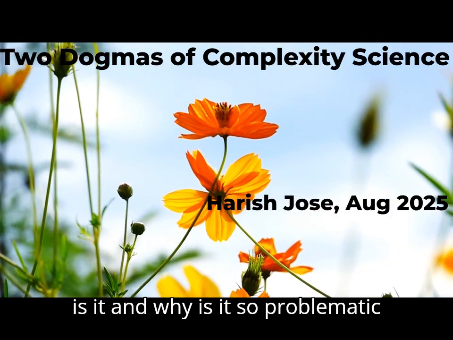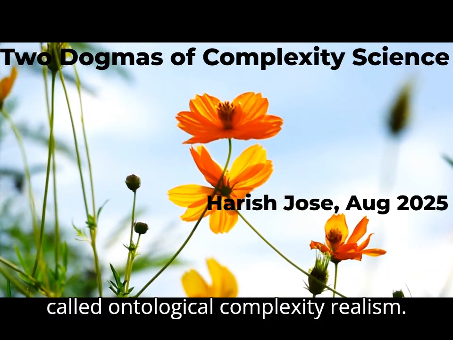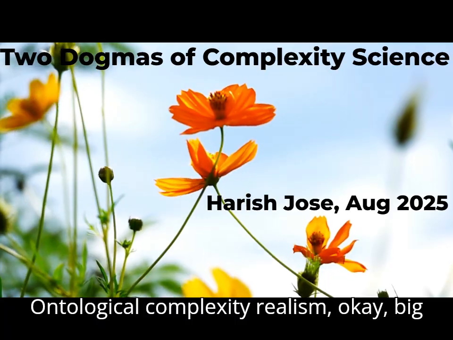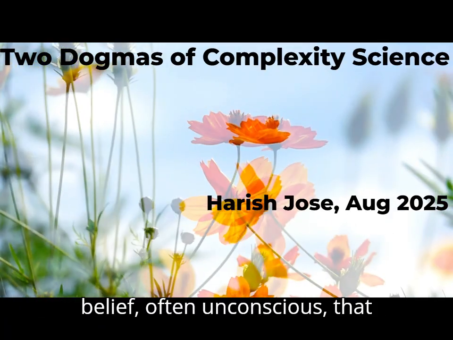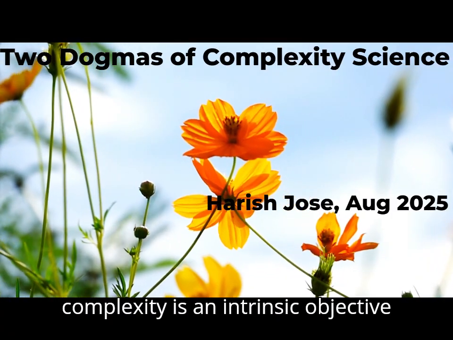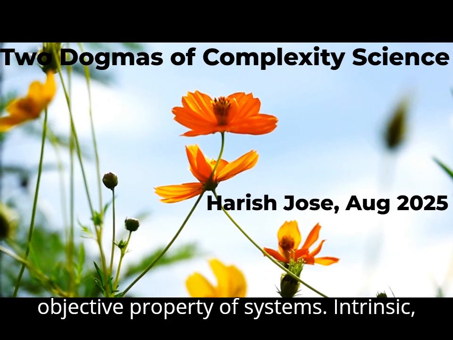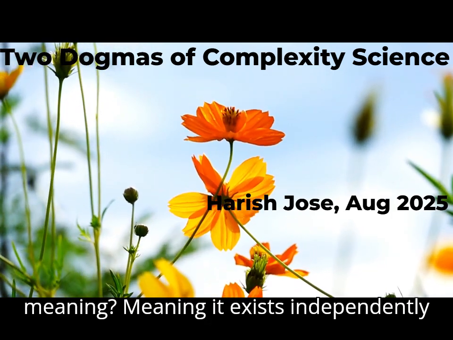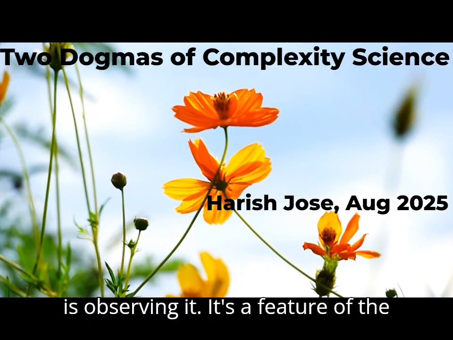Okay, so tell us about the first of these dogmas. What is it and why is it so problematic according to Harris? The first dogma is called ontological complexity realism. Ontological complexity realism. Okay, big words. What does that mean in plain English? It's the deeply ingrained belief, often unconscious, that complexity is an intrinsic, objective property of systems. Intrinsic, meaning? Meaning it exists independently out there in the world, regardless of who is observing it. It's just a feature of the thing itself.